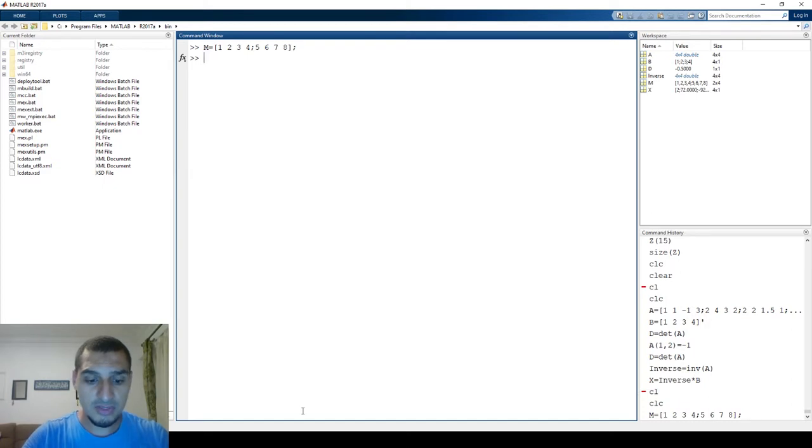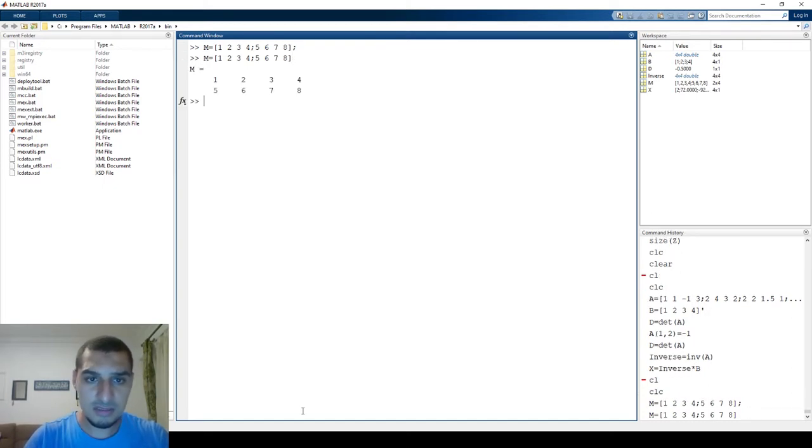And then matrix N equals, let's say 5, 10, 15, 20, or let's make it 2. Okay, 15, 20, 25, 30, 35, 40.